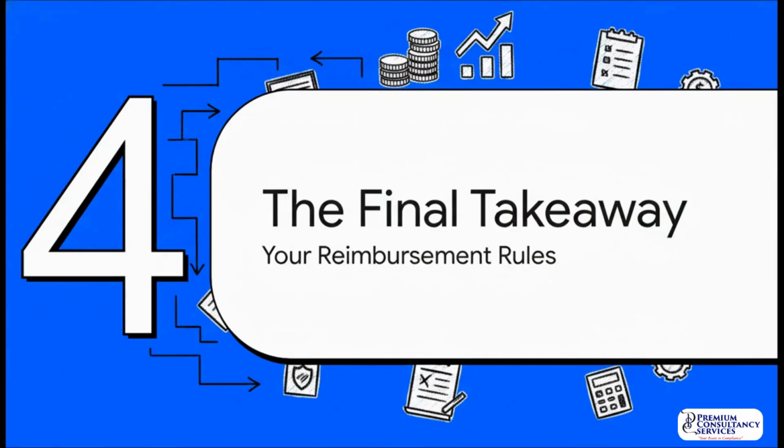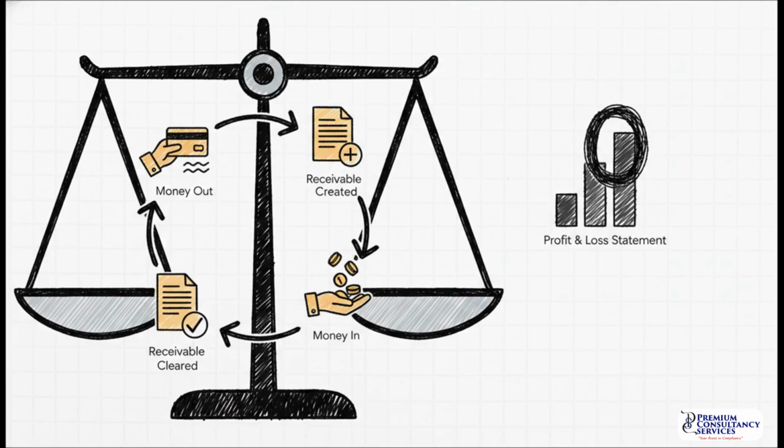All right, let's wrap this all up with a super simple set of rules you can follow every single time this comes up. Just think of this as your little cheat sheet for reimbursements. So it really all comes down to this simple little circle. Money goes out, you create a receivable. Money comes back in, you clear that same receivable. And because you do it this way, the whole thing never even touches your profit and loss statement. The receivable balance just goes up, and then it goes back down to zero.